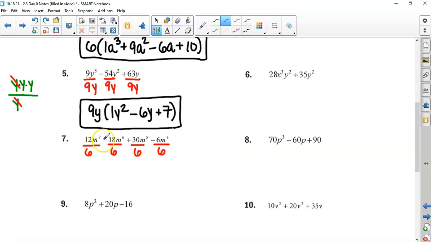We have 7 m's right here, m to the 7th, m to the 6th, m to the 5th, m to the 4th. This friend limits you to factoring out m to the 4th.